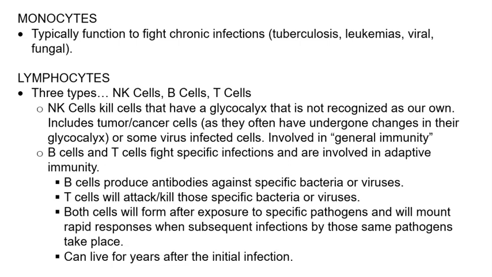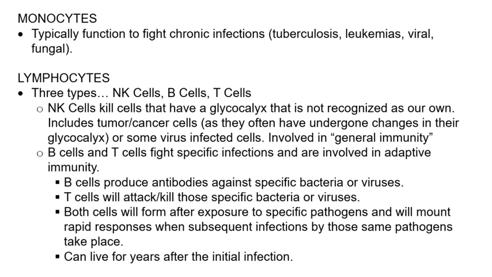Next, we will examine the agranulocyte leukocytes, the first of which is the monocyte, which functions in fighting chronic infections such as tuberculosis, which is a chronic bacterial infection of the lungs, certain blood cancers like leukemias, chronic viral or chronic fungal infections. Moving on to the lymphocytes, we see that there are several types of lymphocytes: the NK cells, the B cells, and the T cells.